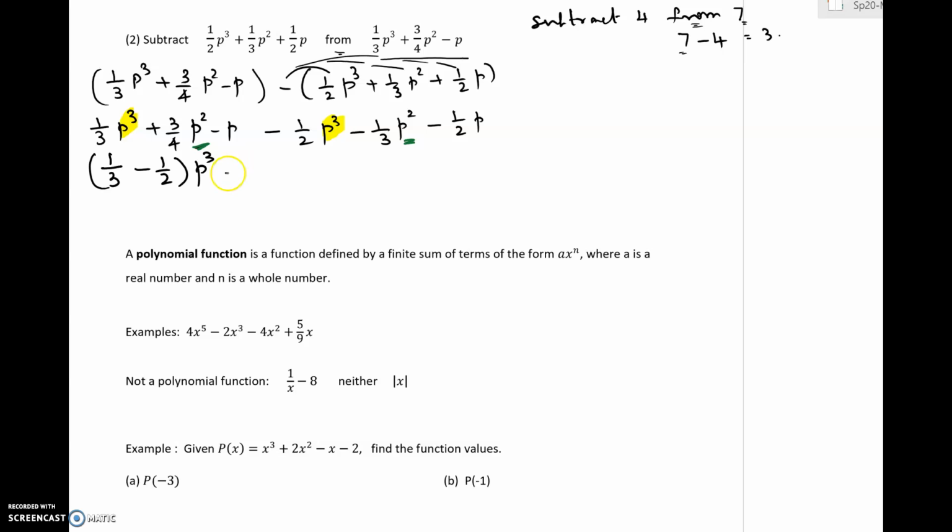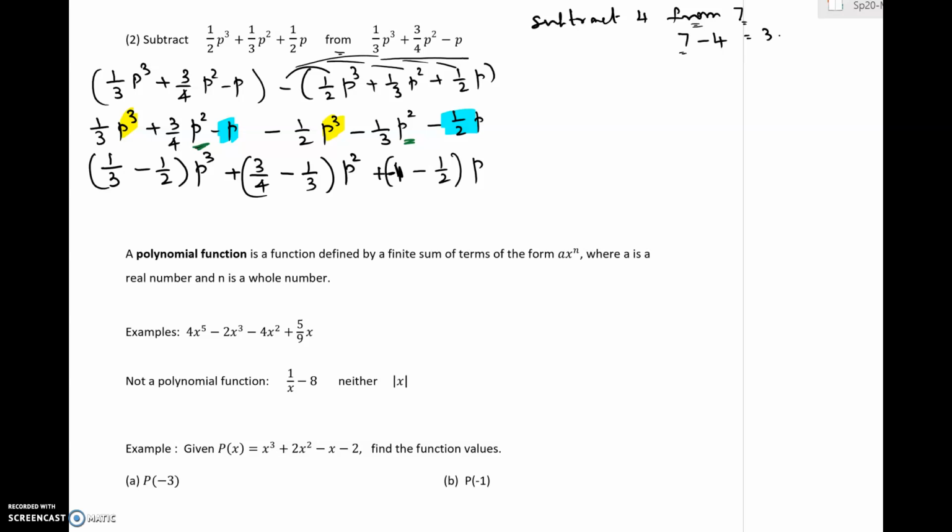Then we are going to combine the p squared, that we have p squared and a p squared. So take the coefficients for that. So 3/4 of p squared and minus 1/3. Don't forget to write the p squared. And then we have to collect the p's, which are minus p minus half p. So minus 1 minus 1/2 of p.